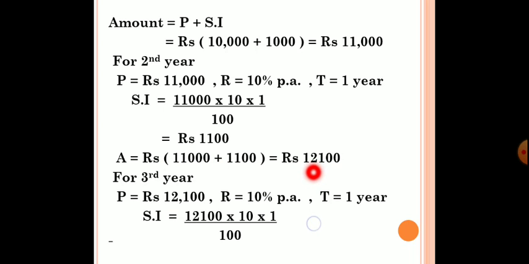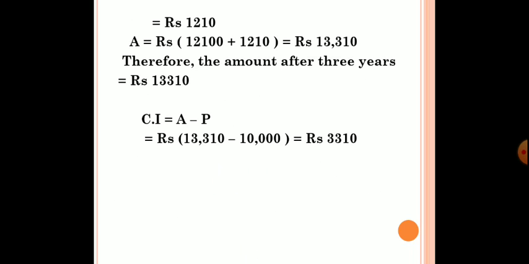Now again, since we have to find the amount for 3 years, this amount at the end of the second year is going to be the principal for the third year. So for the third year, principal is equal to rupees 12,100. Rate of interest is 10% per annum. Time is equal to 1 year. So simple interest is equal to P into R into T by 100, that is 12,100 into 10 into 1 divided by 100. So that is equal to rupees 1210.